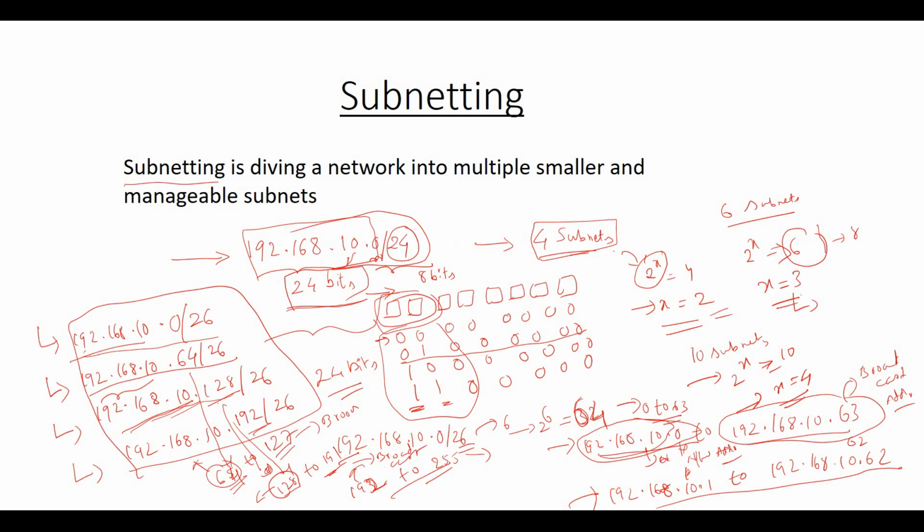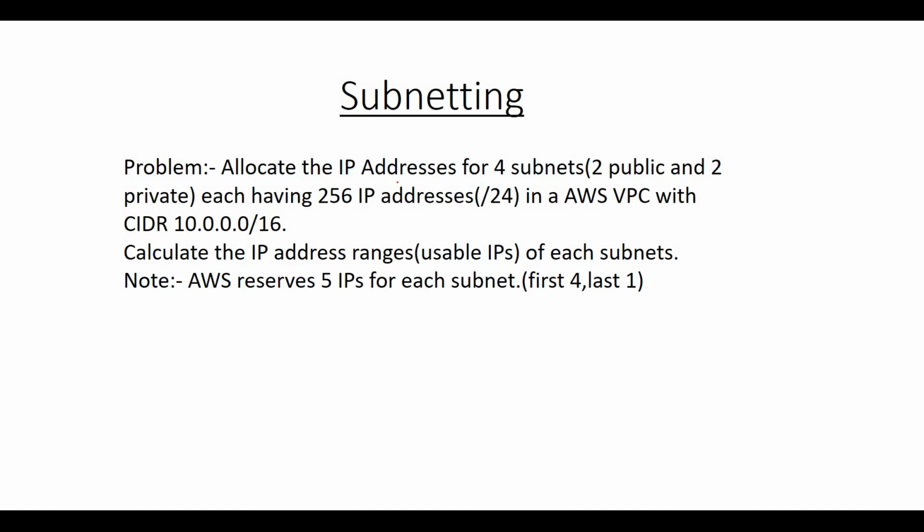Let us go through one more example so that we can get some confidence in this. This is another example problem. The problem is to allocate the IP addresses for 4 subnets, which are 2 public and 2 private subnets, each having 256 IP addresses with network prefix /24, in an AWS VPC with CIDR 10.0.0.0/16. So this is the CIDR given. We need to get 4 subnets out of it, and each will have the network prefix /24.